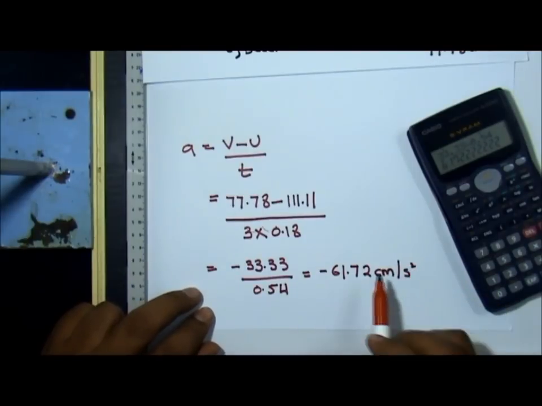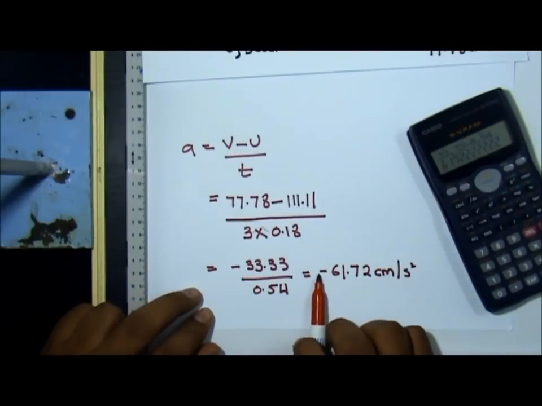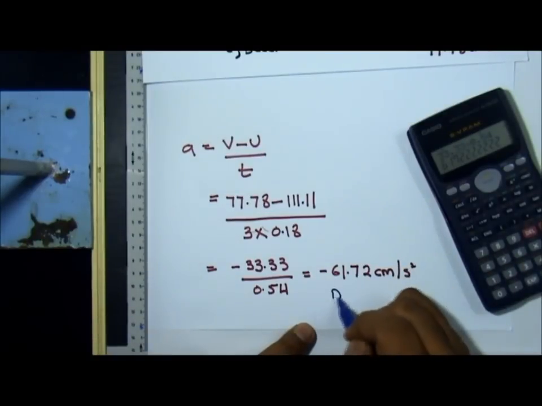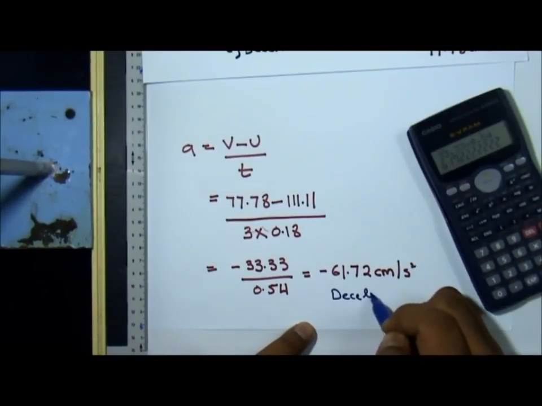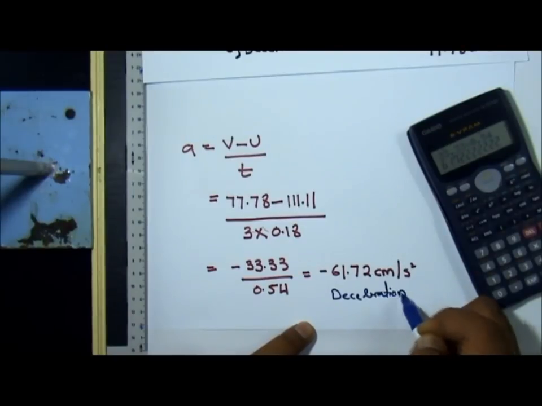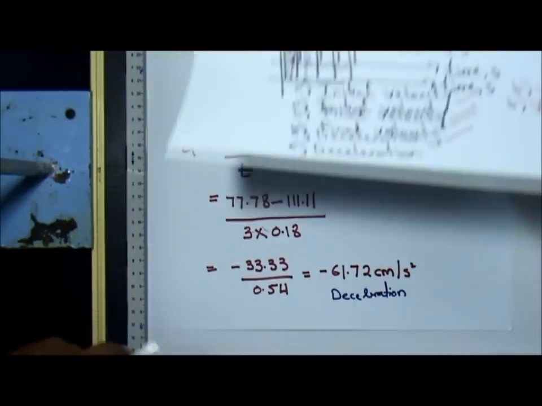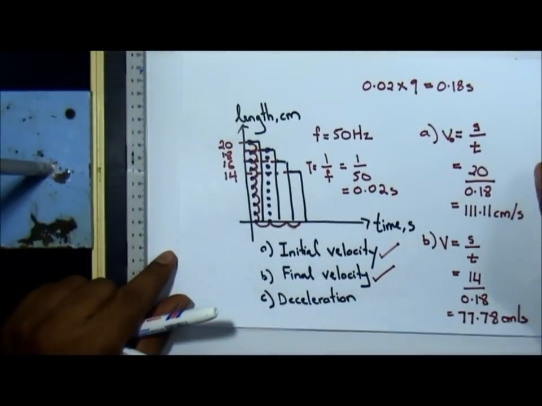Now, what happens over here is I will have my answer negative because this is a deceleration. All right, now, so you have already understood one example over here of how to calculate a deceleration graph. All right, thank you.